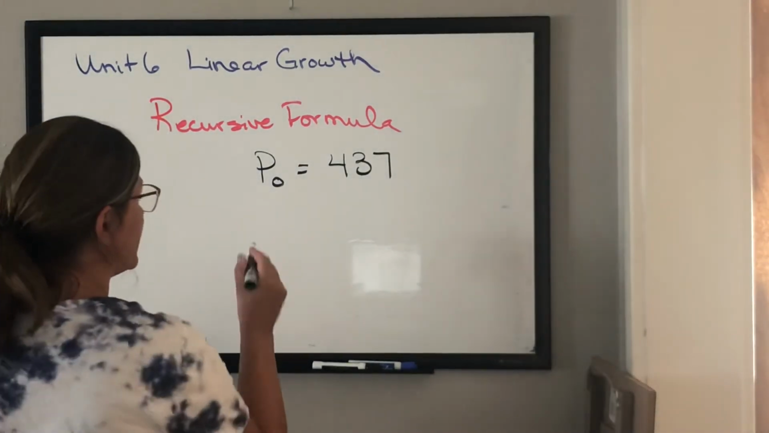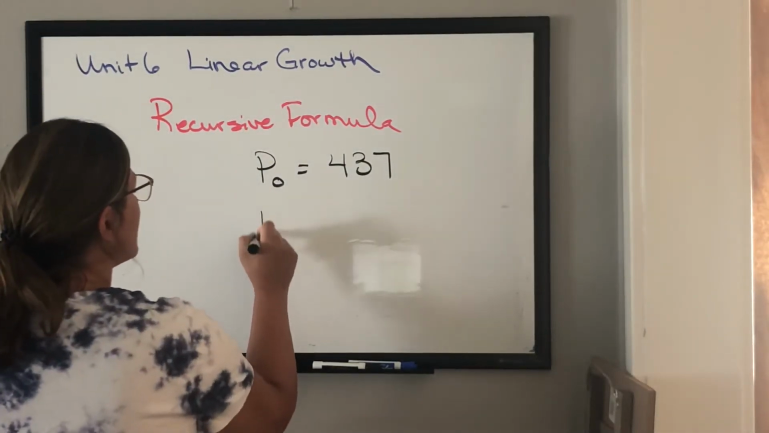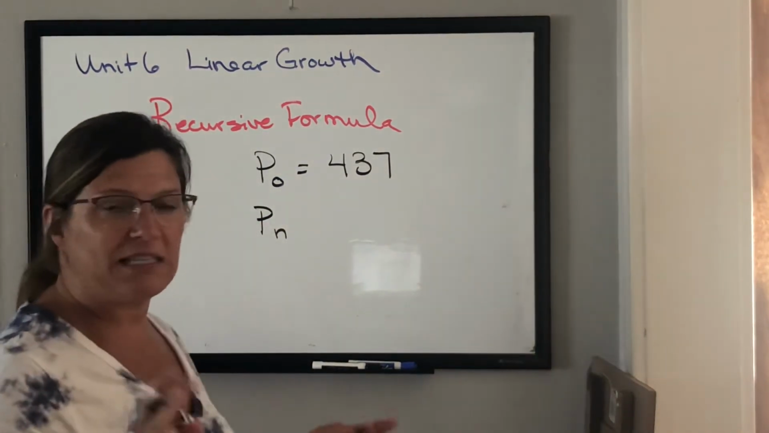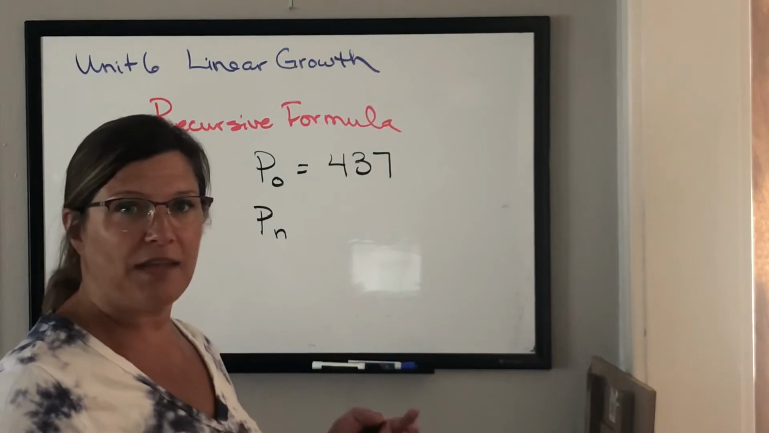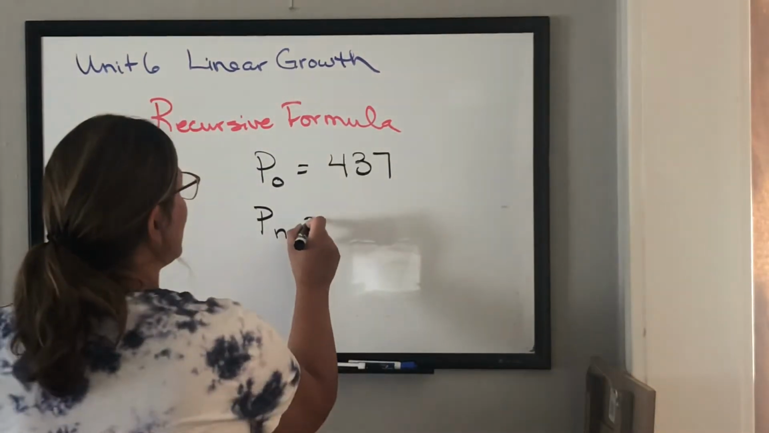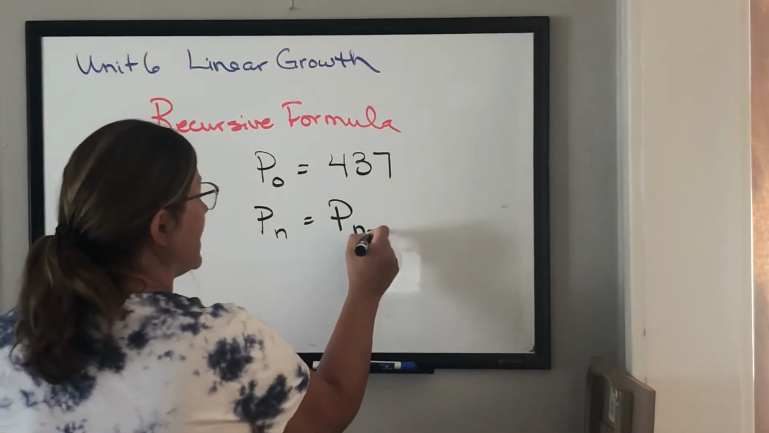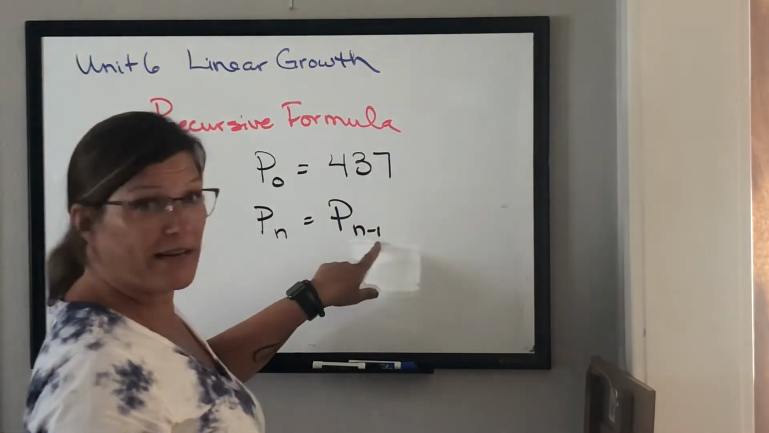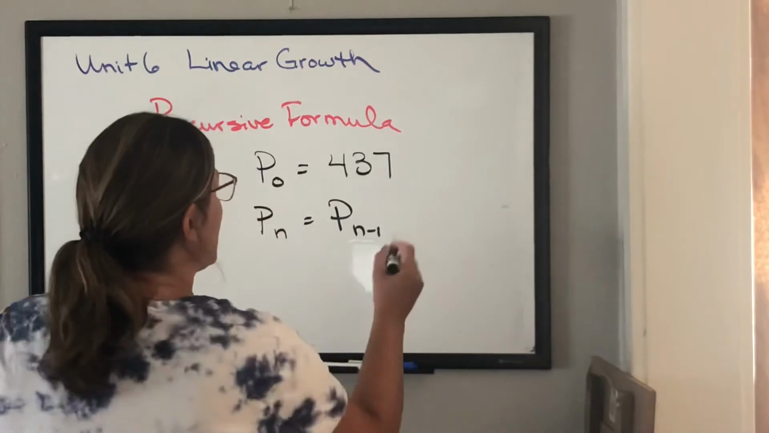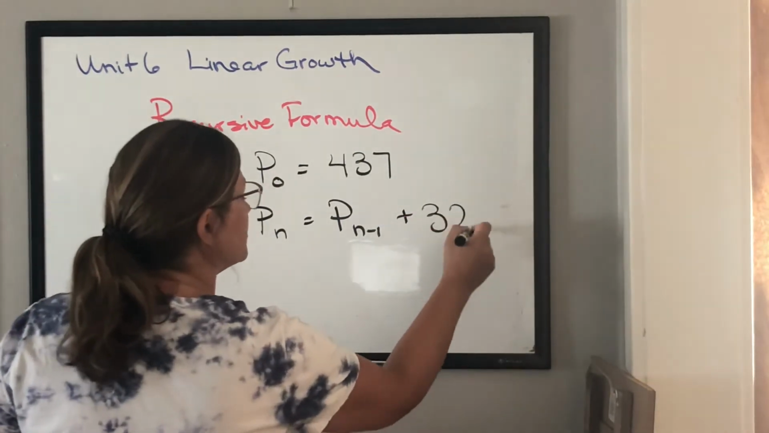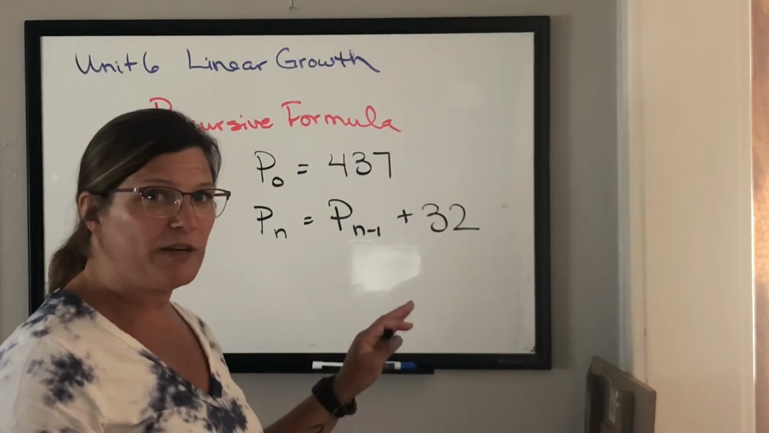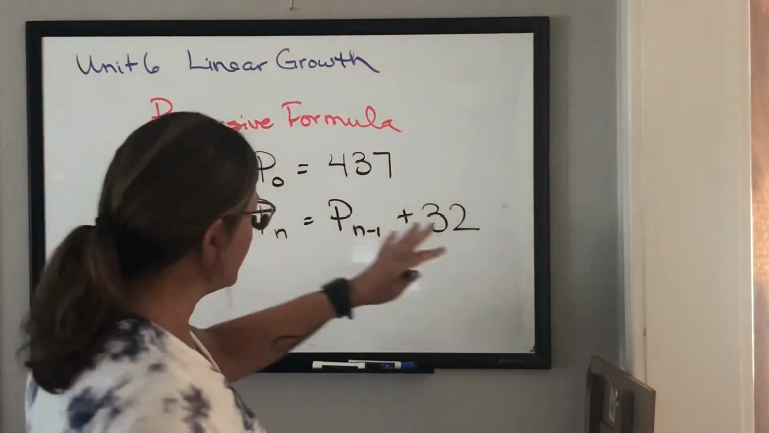The second part of a recursive formula is P of n, so in the nth year, that's all we're saying. To find out how many we have in the nth year, we are going to take the year before, n minus 1. So if this was the 5th year, 5 minus 1 is the 4th year, and add 32 to that. Okay? So that's how we do a recursive formula.